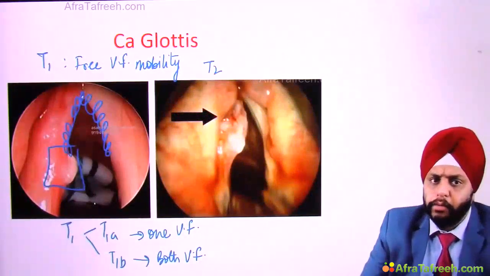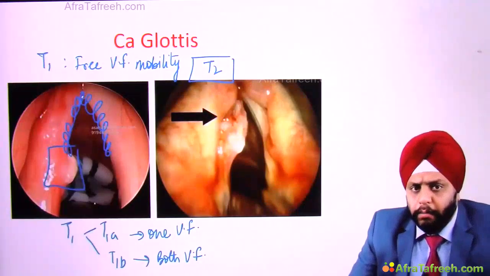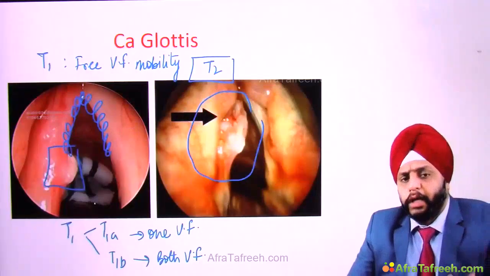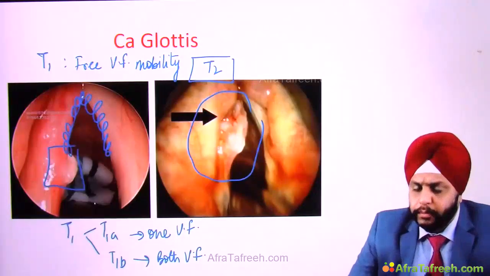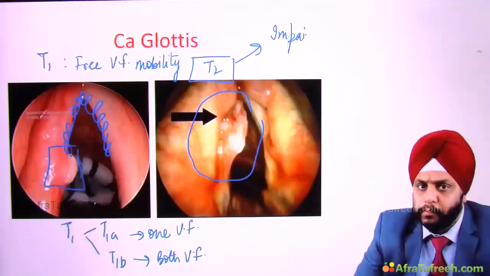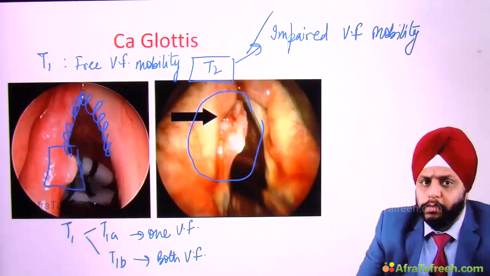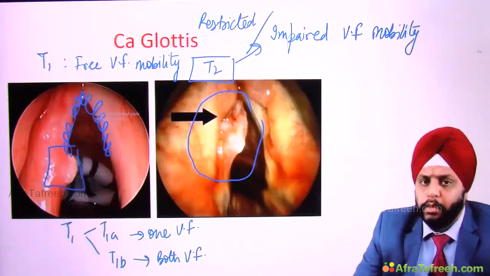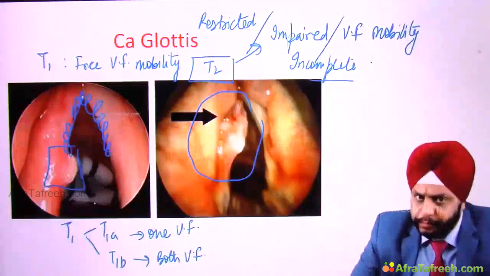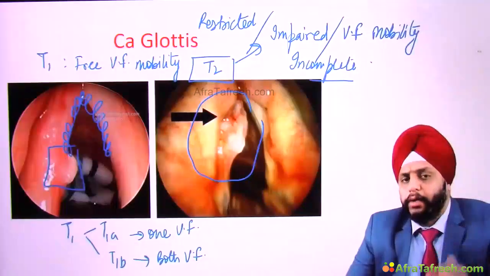Let's come to T2. So what do we mean by T2? T2, you look in the second photograph, what do you see? The malignancy size has increased. Okay, now because the size has increased, what happens? It is not allowing the vocal fold to move freely. The vocal fold is not able to move completely. So T2 means impaired mobility. Okay, impaired vocal fold mobility. So instead of the word impaired, I can even use the word restricted vocal fold mobility. Okay, or I can even use the word incomplete vocal fold mobility. All of these three words mean the same thing, right? So that's a restricted or impaired or incomplete vocal fold mobility. That is your stage 2, right?